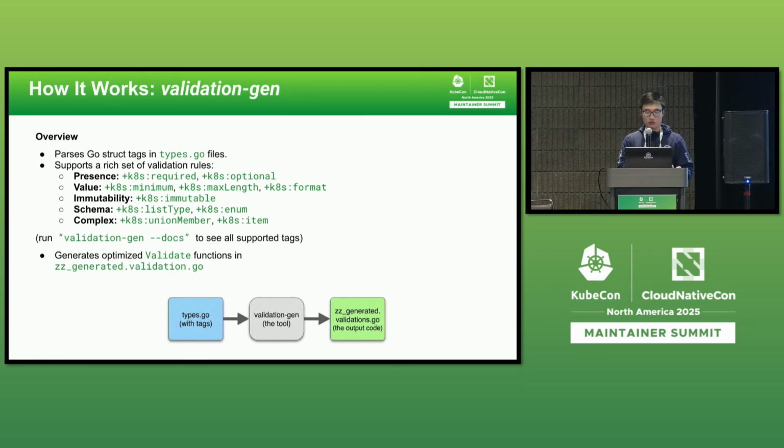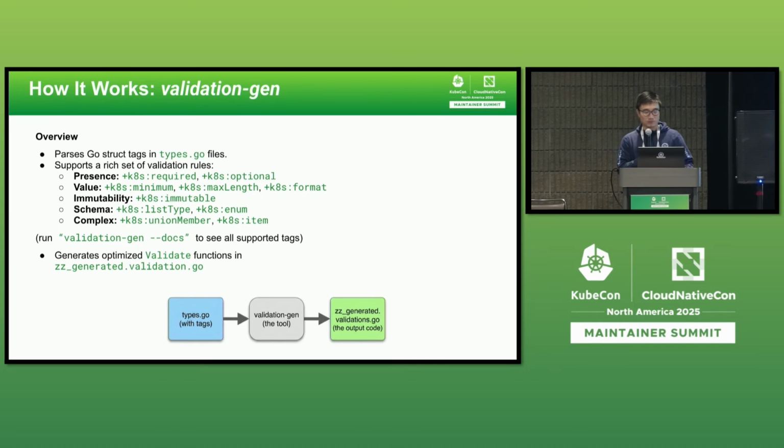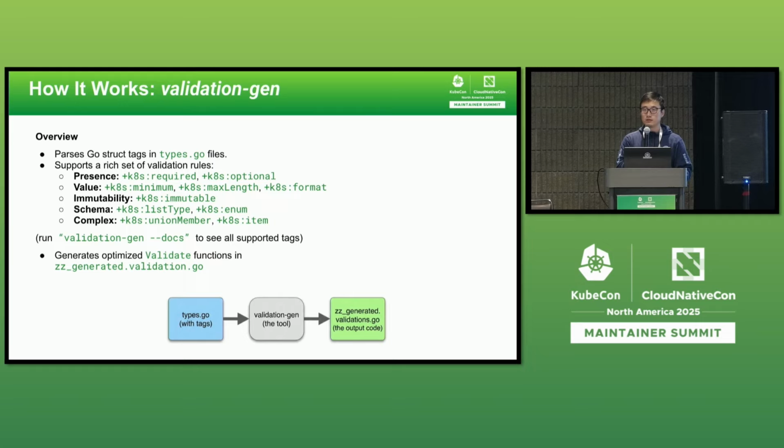So we're going to dive into how the magic happens: validation-gen. The overview is that this binary is going to parse the Go struct tags in types.go, where the APIs are.